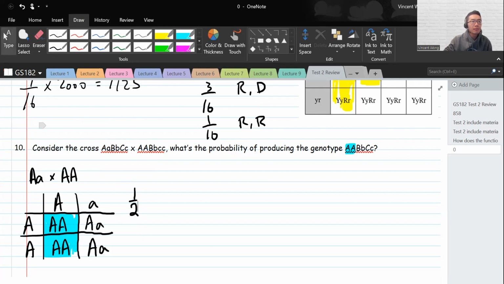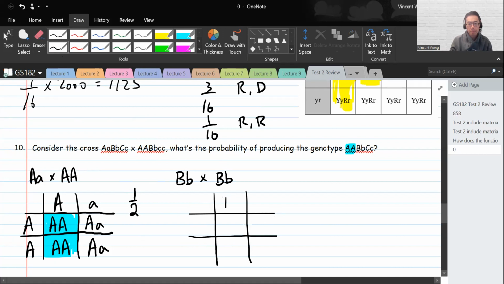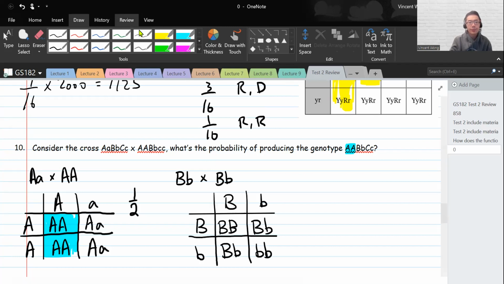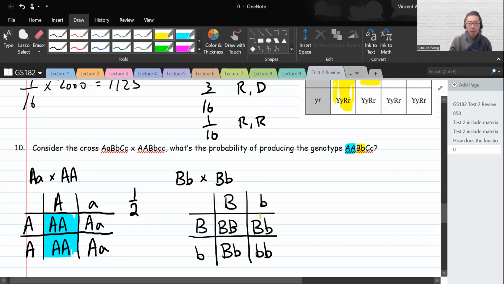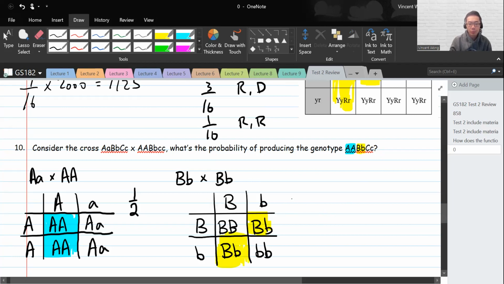Now we're going to do the same thing, but for B. So we have big B, small b cross big B, small b. Okay, we'll go ahead and do the Punnett square one more time. And which genotype are we looking for in this case? We are looking for big B, small b, right? So that's going to be 25%, sorry, 50%, 1/2 again.